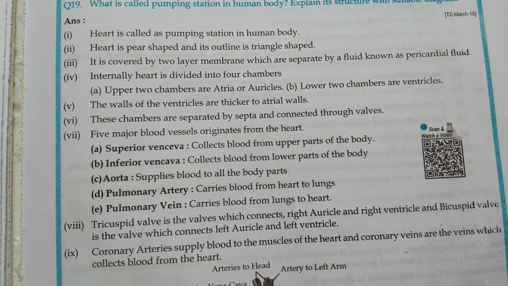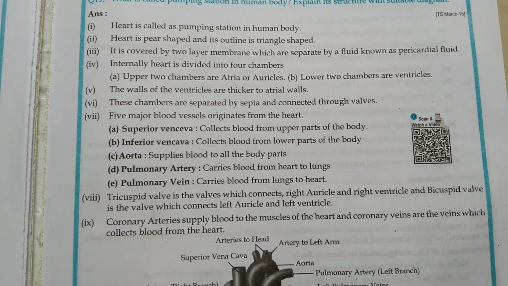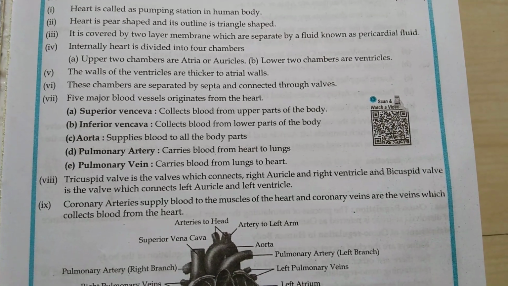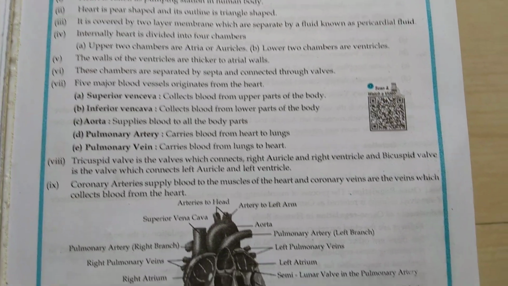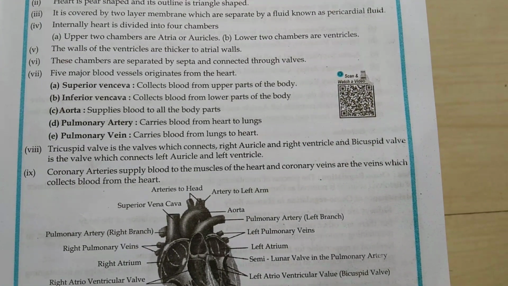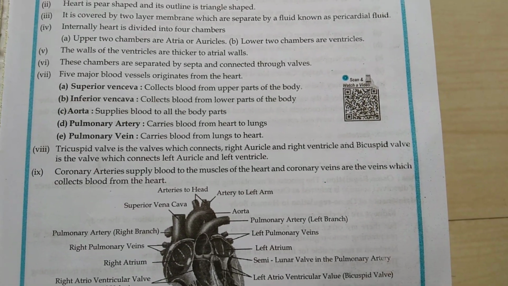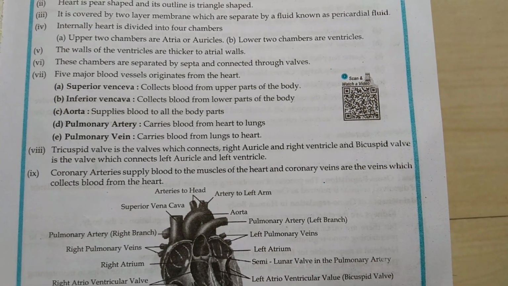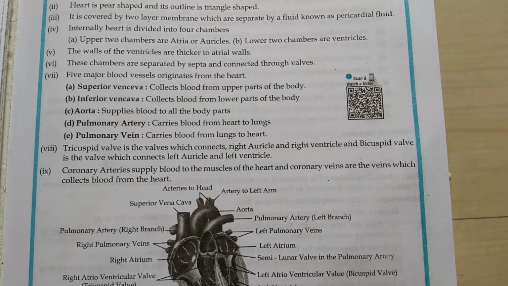Heart is pear shaped and its outline is triangle shaped. It is covered by a two-layer membrane which are separated by a fluid known as pericardial fluid. Internally, the heart is divided into 4 chambers. Upper two chambers are called atria or auricles. Lower two chambers are called ventricles. The walls of the ventricles are thicker than the atria. These chambers are separated by septa and connected through valves.